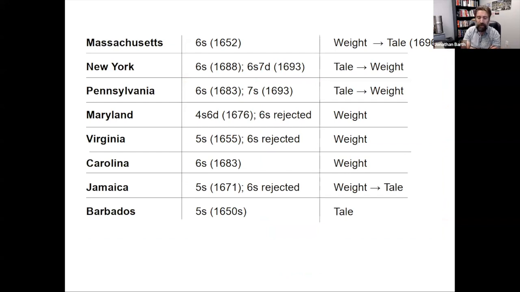In 1693, New York raised the coin to 6 shillings 7 pence. And in doing so, they actually went back to currency by weight. A few months later, Pennsylvania raised the coin to 7 shillings and switched from tael to weight. In 1696, Connecticut became the first New England colony to break the 6 shilling threshold by advancing the full weight dollar to 6 shillings 9 pence, with deductions for each missing pennyweight.